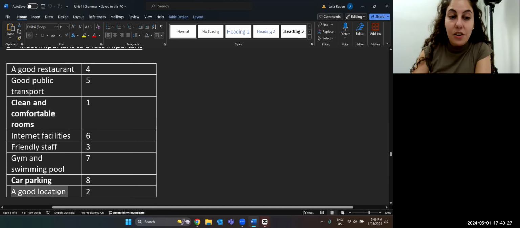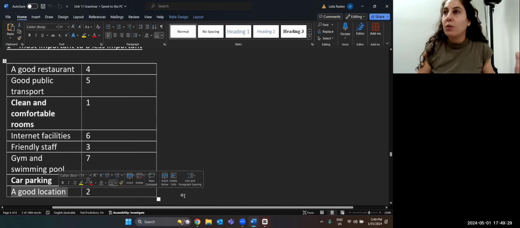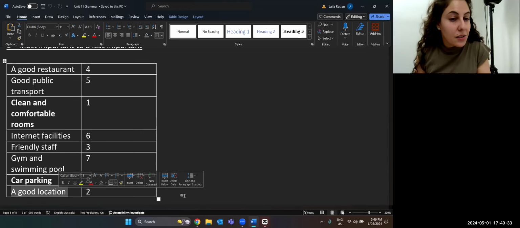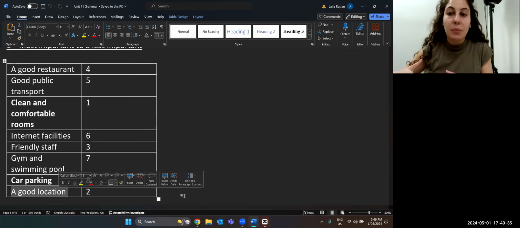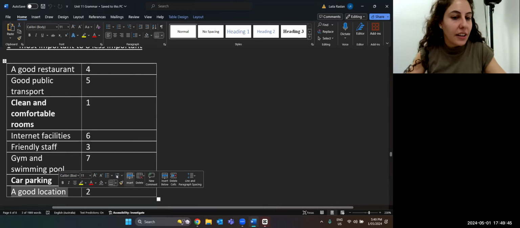For me, it's a good location because, as I said, when I'm staying in a place, I want to be able to be close to the touristic places, so I'm not traveling very far. Because when you're on holidays, you don't have time and you don't want to spend money catching a taxi and long bus, so I want to make sure that the location is good.